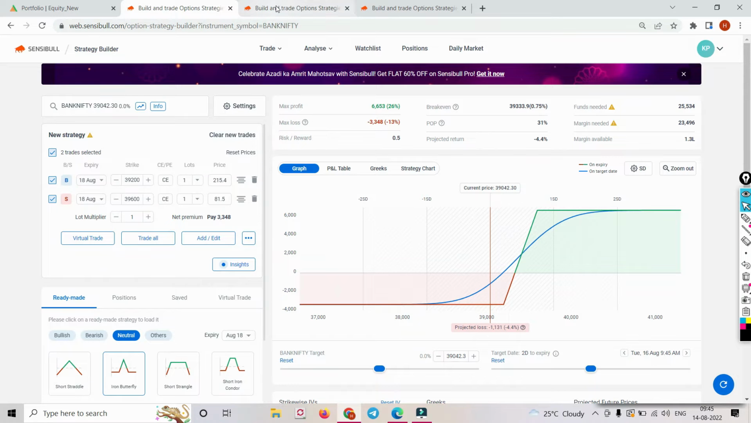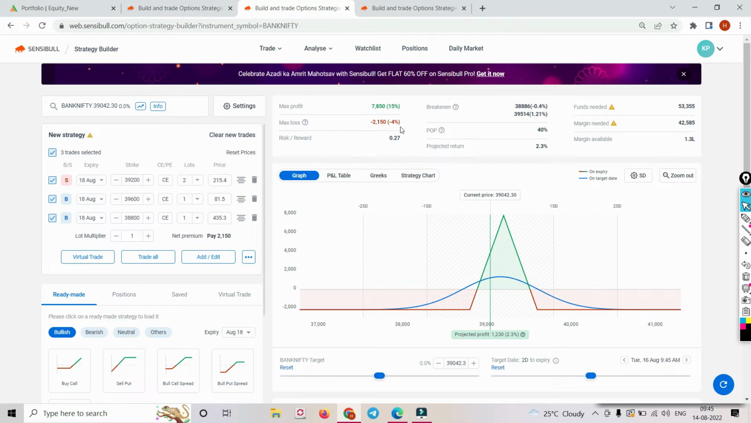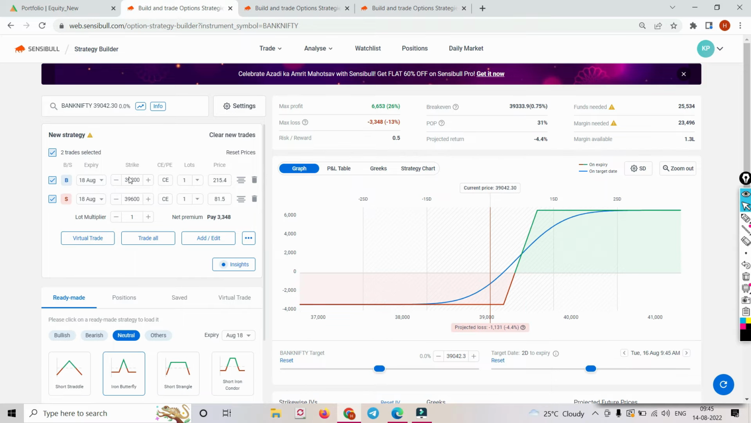Okay, check the risk to reward. Right, you have more good risk to reward in your butterfly. 2,000 is your loss, 7,000. See, we have taken more or less the same strikes. See, 39,000, sorry, 39,600 is his sold position, right?